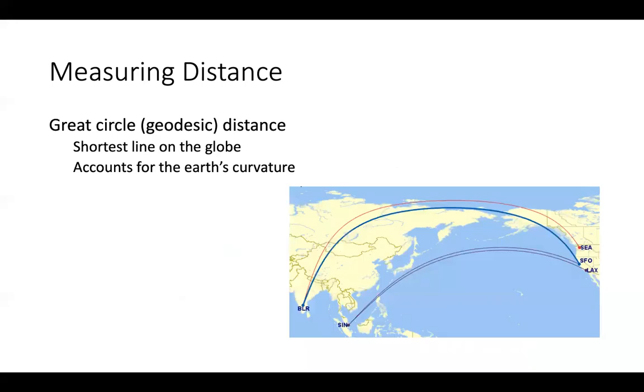Next, we have great circles, or geodesic distance. This is the shortest line on a globe. On this projection, it looks like a curved line, but in fact, this is the straight line and shortest line between these paths. Remember, projections always distort something. If you held a string from Seattle to Bangalore, India, shown on this map, the line shown here on a globe would be the shortest path between these 2 places. In this way, this type of distance accounts for the Earth's curvature.